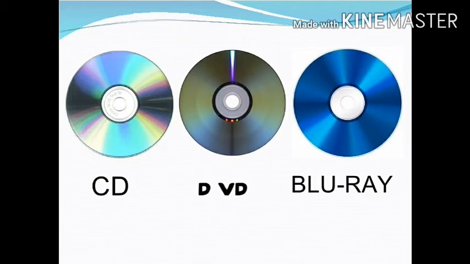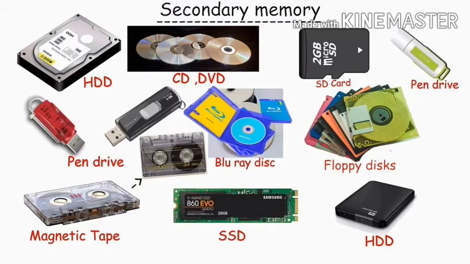A Blu-ray disc is similar to a CD or a DVD in appearance, but it can hold up to 25 GB of data. It uses Blu-ray technology to hold a large amount of data. A Blu-ray reader is required to use a Blu-ray disc. These are the three types of disc: CD, DVD and Blu-ray disc. These are the secondary memories.